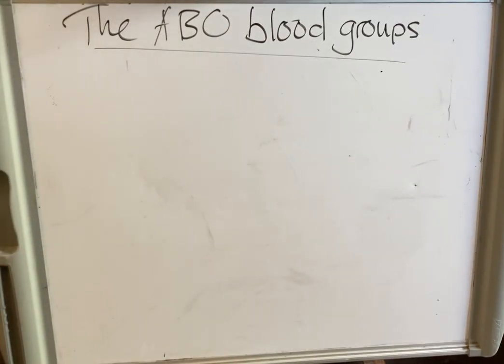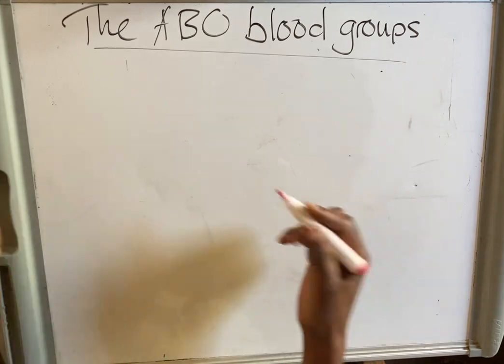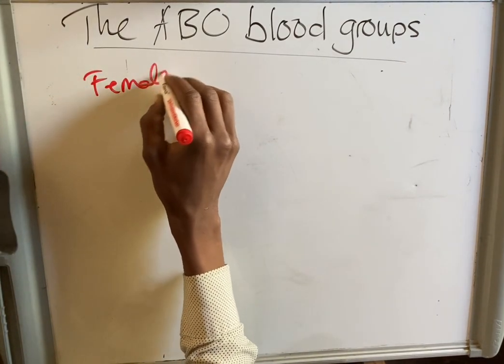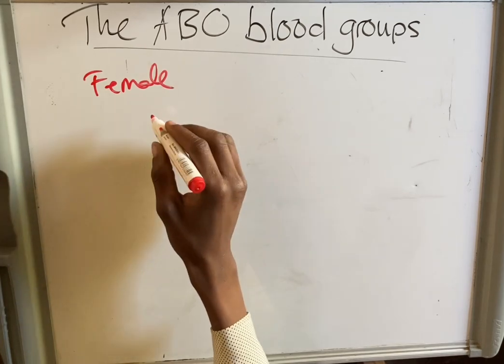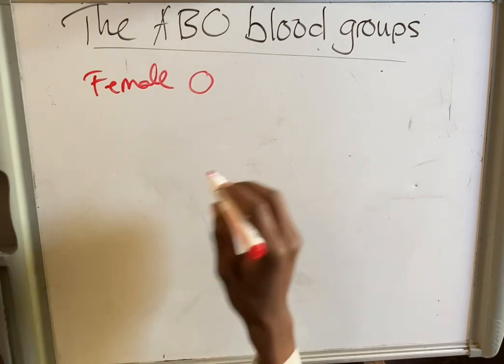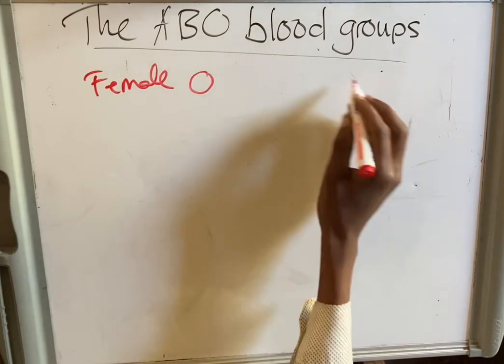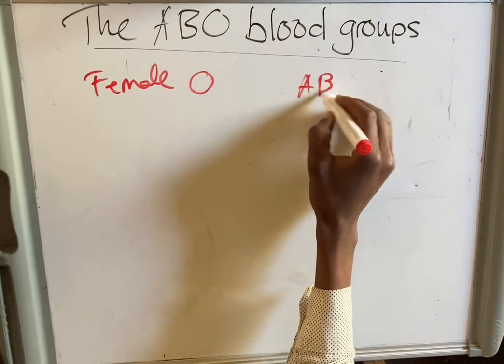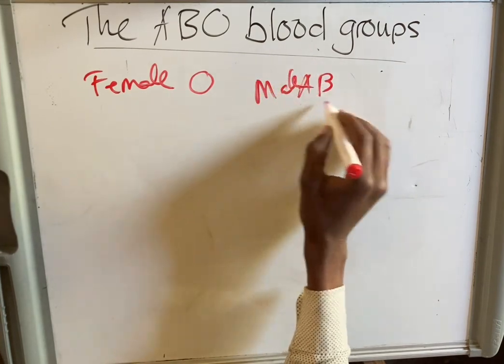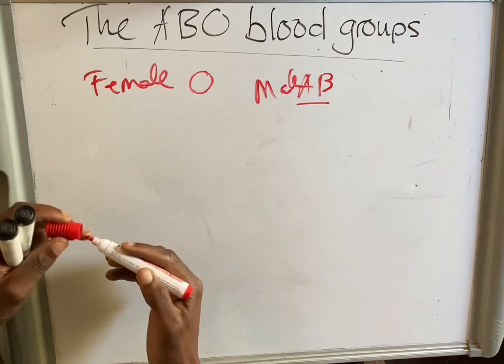So they gave this situation where Mrs. Mumba, you can use any name, this woman, a female, had blood group O. Then her husband had blood group AB. So this is the male. The male had blood group AB, the female had blood group O.